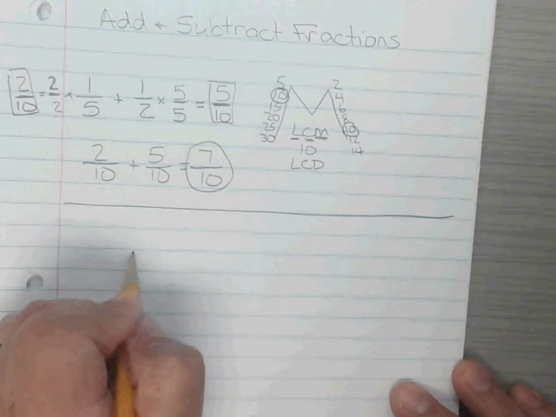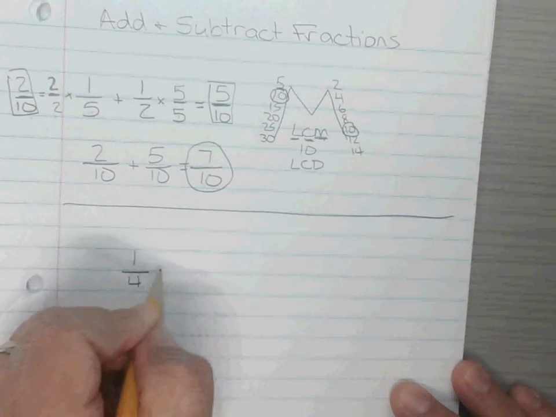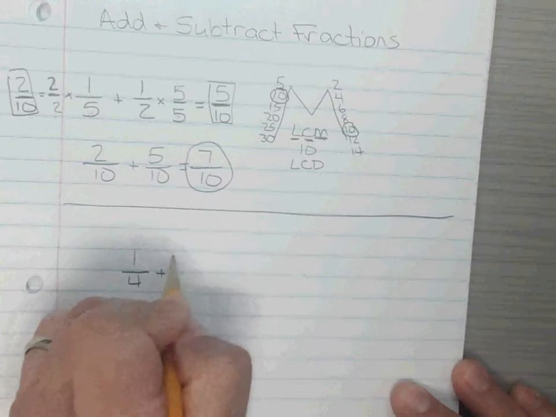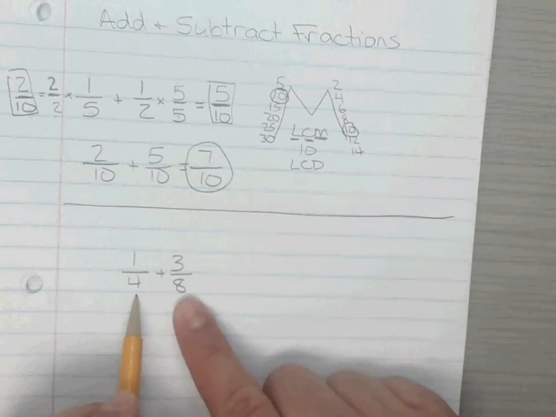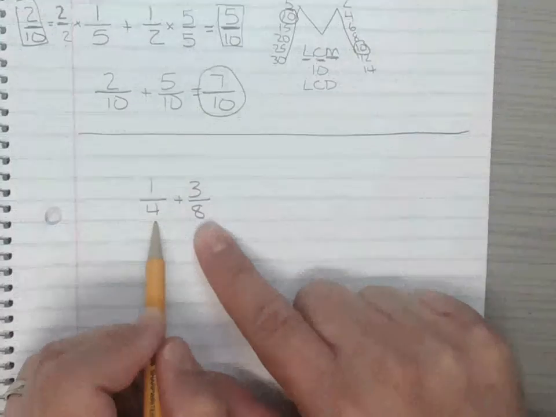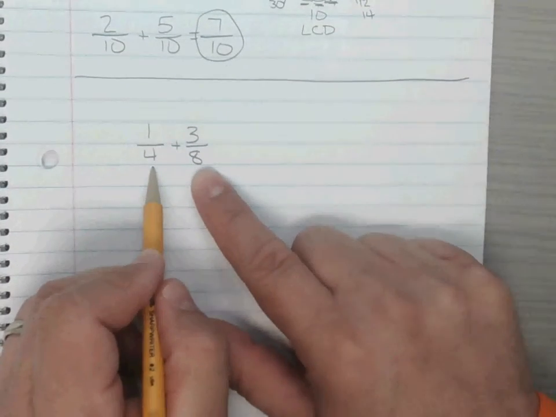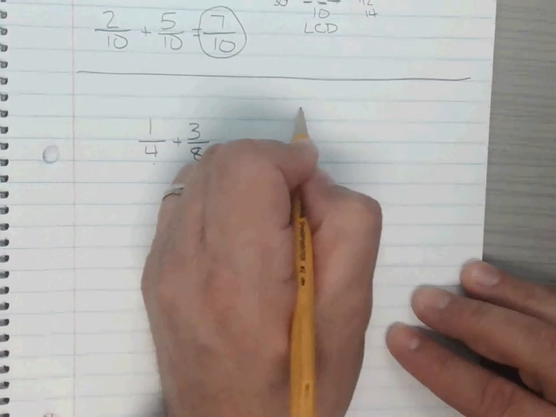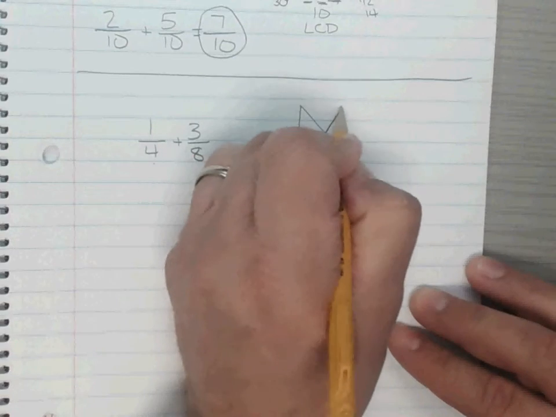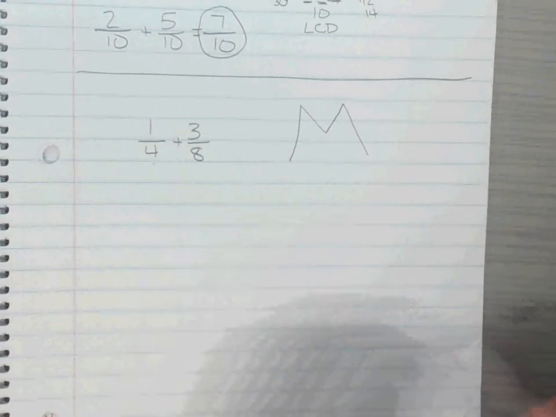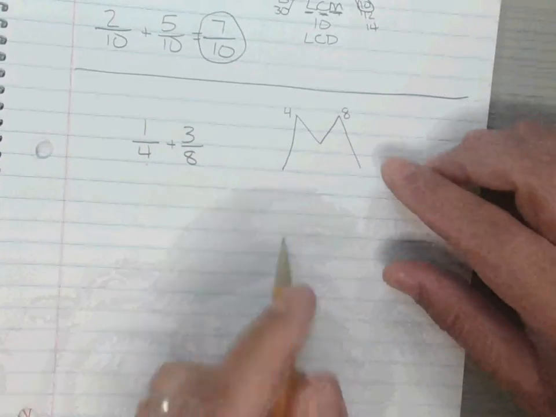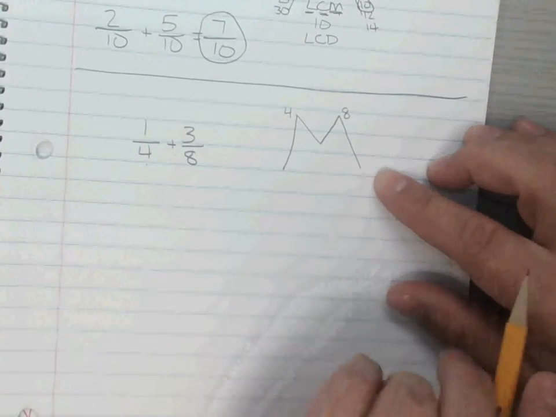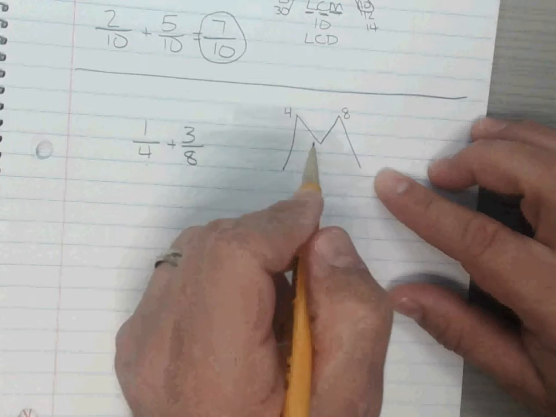We're going to do 1/4 plus 3/8. Okay. Notice again my denominators are different. I cannot add them. So I need to find the LCM, the least common multiple. Put my 4 and my 8. And now finding my multiples means I'm just skip counting. So I'm going to skip count by 4s.